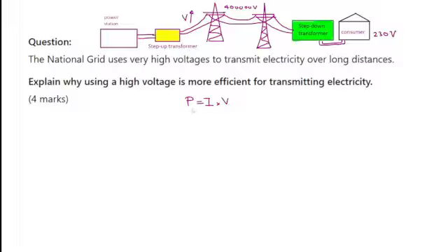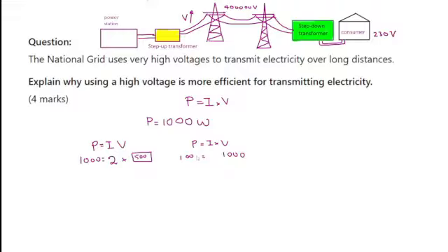Now let me use some random values so you'll see what I mean by this. Let's say the power is 1000 watts. Now, for a given value of power, because P is equal to IV, let's say if I is 2, power is 1000. Obviously, what's V now? V must be 2 times something, 500. However, if I increase the voltage to a high value, let's say 1000, now what will happen? So the current is only 1 amp.